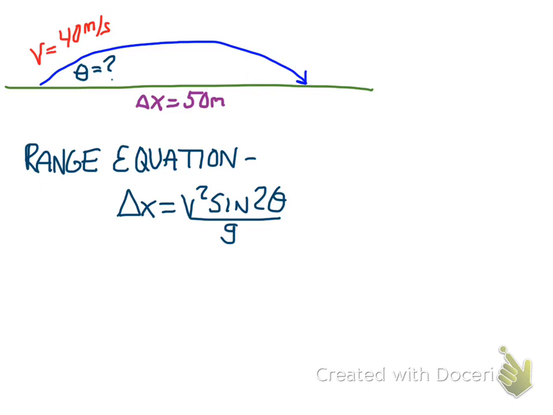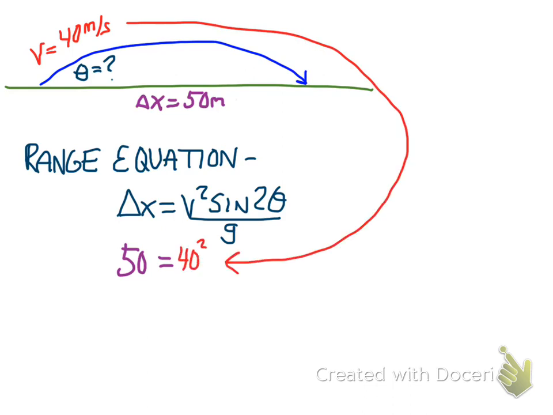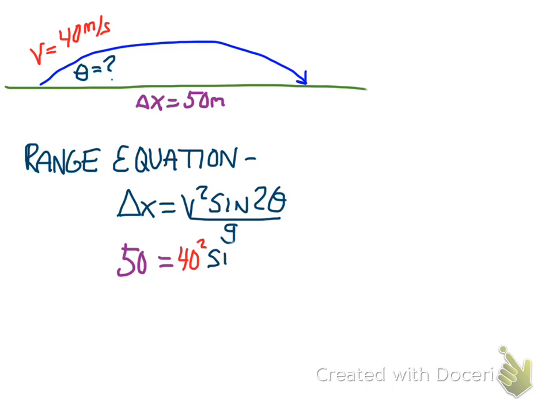The range equation is delta x equals v squared times the sine of twice the angle divided by the acceleration due to gravity. In this problem, our delta x is 50, and our velocity is 40 meters per second. We're solving for the angle, and we know that gravity is 9.8 meters per second squared.